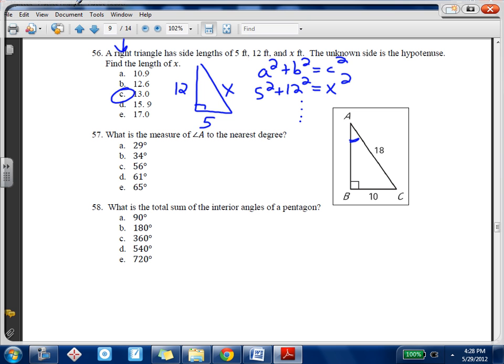Label the sides. This is my hypotenuse. This is the opposite side, since it's furthest away. And the last side is the adjacent. Which sides have we been given? We've been given the opposite, and we've been given the hypotenuse.